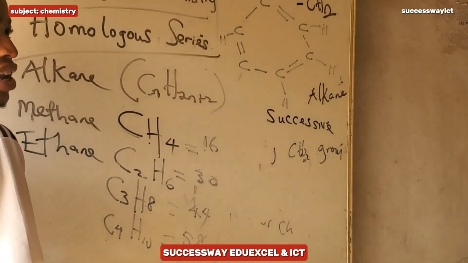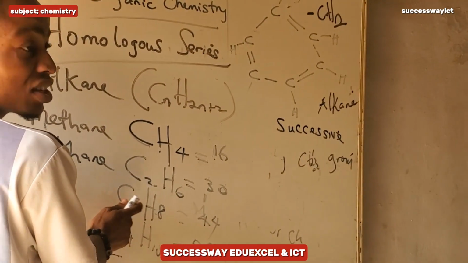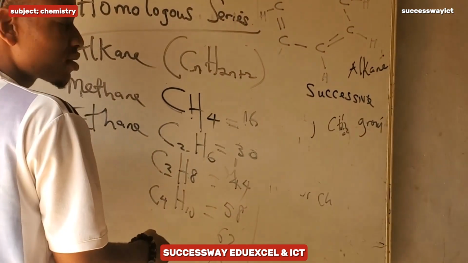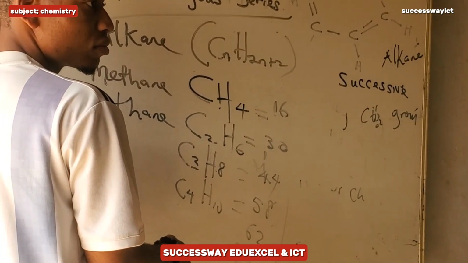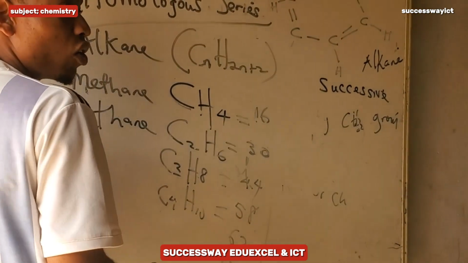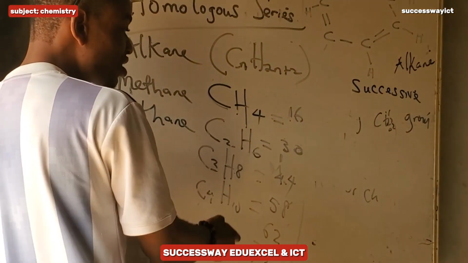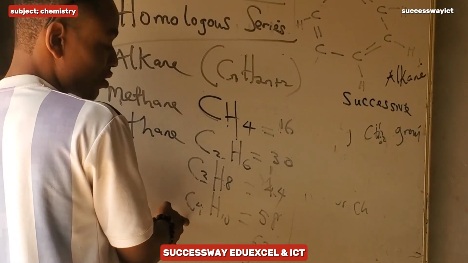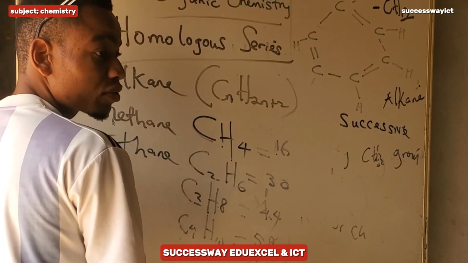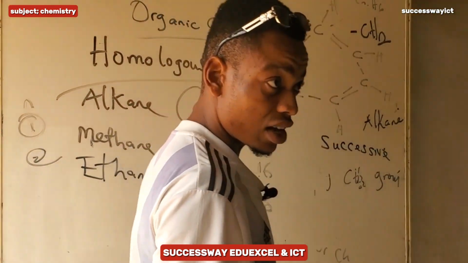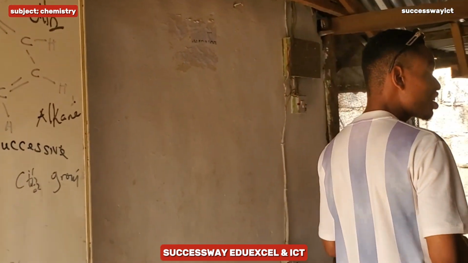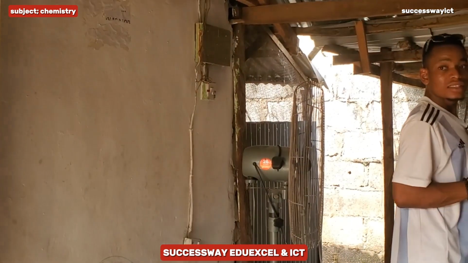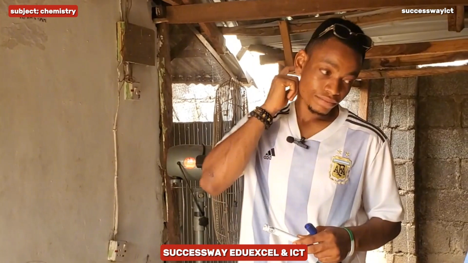Now check it. Let's find out. 12 times 3 is what? Plus 8. 12 times 4. Plus 10. 12 times 5, the next one. Plus 12. Do you understand that? So what happened to the molar mass? It increases by what? Is it clear? Did we get it? Okay.